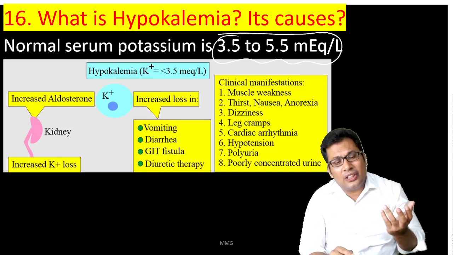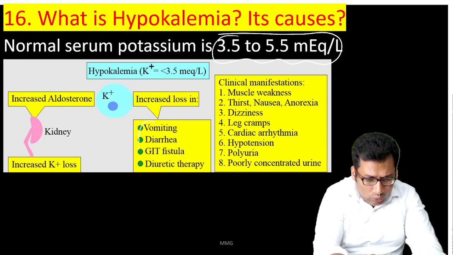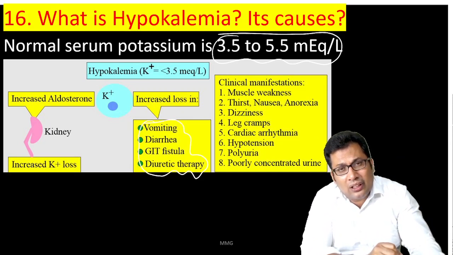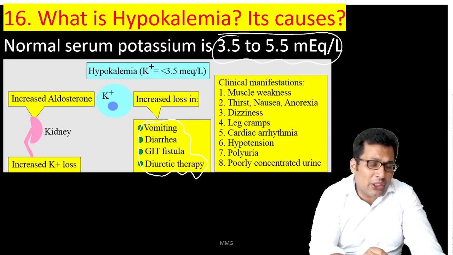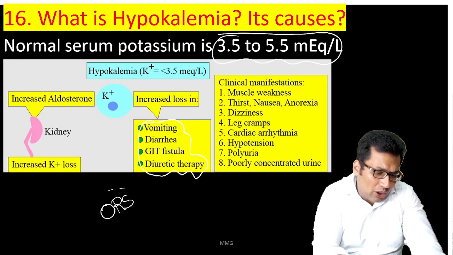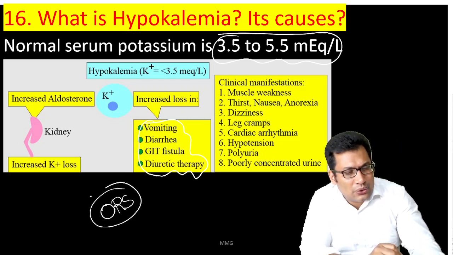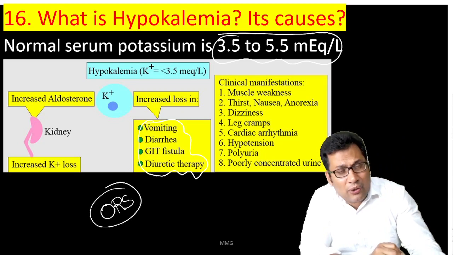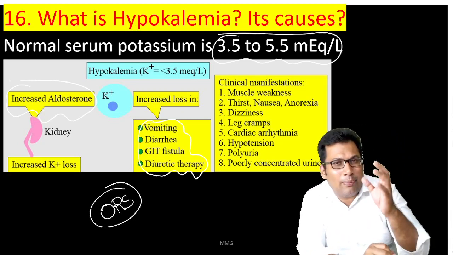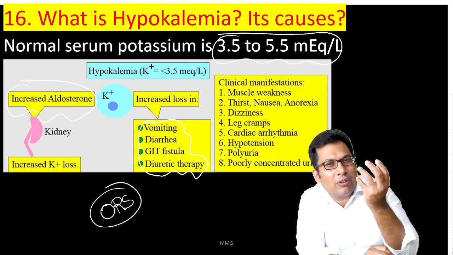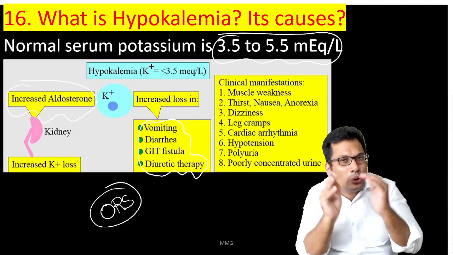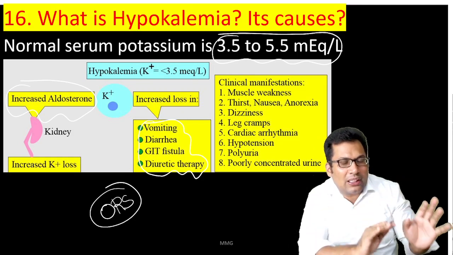So what are the conditions that lead to hypokalemia? One condition is vomiting, diarrhea, GIT fistula, diuretic therapy. So remember, that's why in vomiting and diarrhea we give ORS. One of the very important components of ORS is potassium. Or there can be increased aldosterone, primary aldosteronism or a tumor of the adrenal gland. When it secretes more and more aldosterone, there is more and more absorption of sodium, so potassium goes out. So that leads to potassium loss.